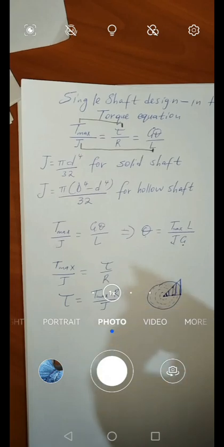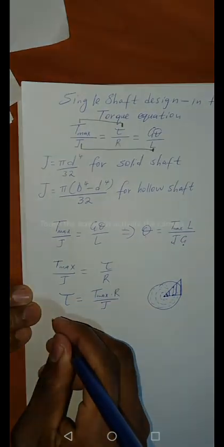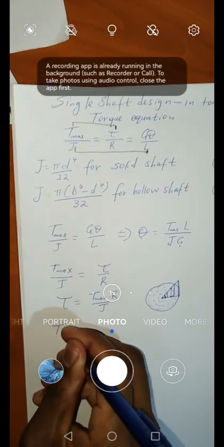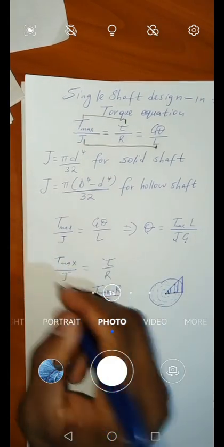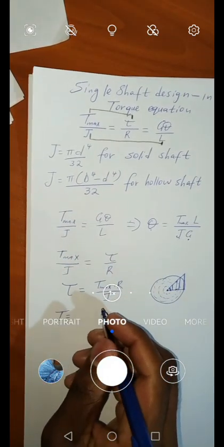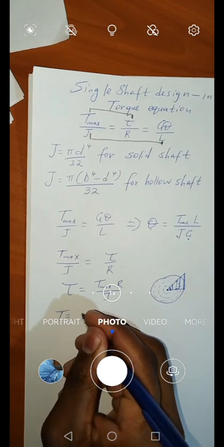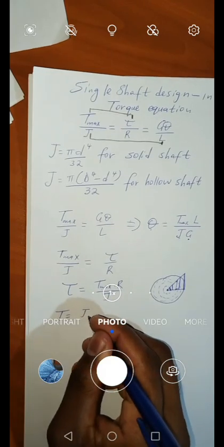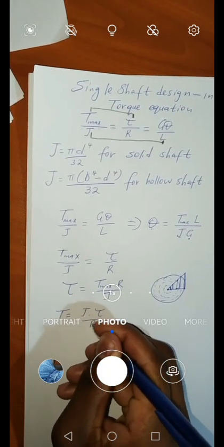Right, now you can even solve the torque from here. You make torque the subject of the formula from here. Torque will be equals to what? Will be equals to J multiplied by shear stress over R.